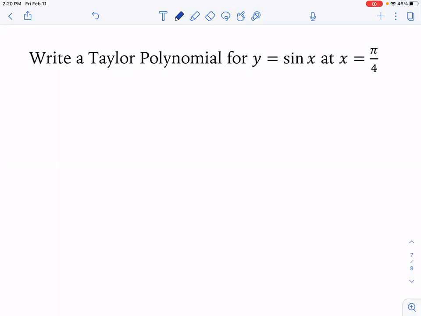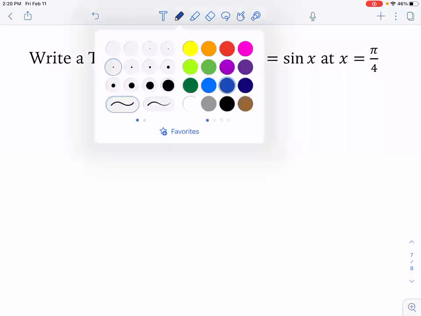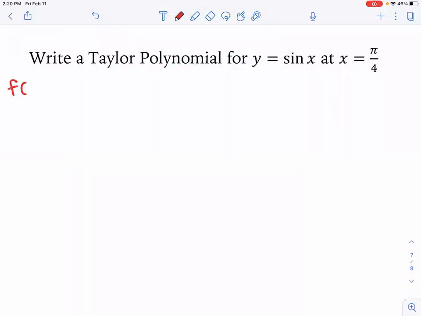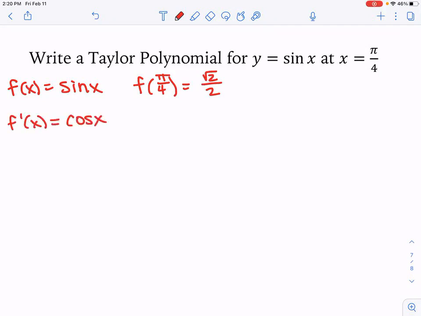This one's going to be nice too, right? So our function is sine of x. And when we plug in pi over 4, we get radical 2 over 2. Our first derivative is cosine of x. Also radical 2 over 2.